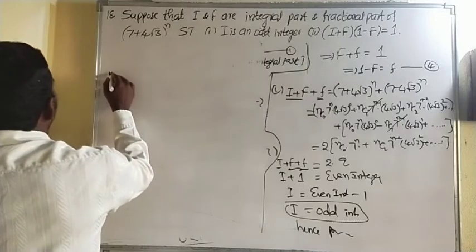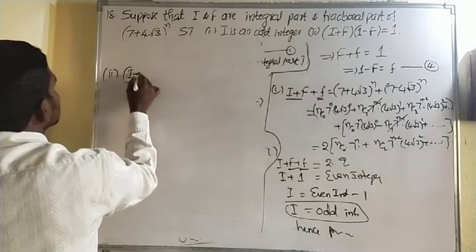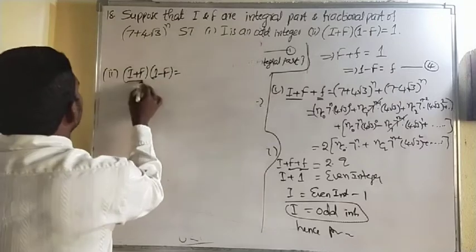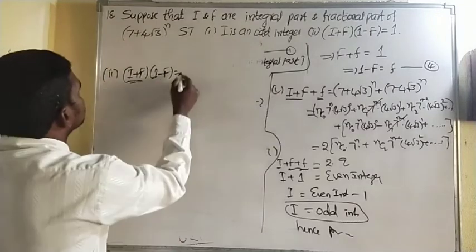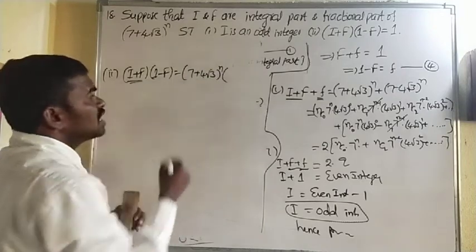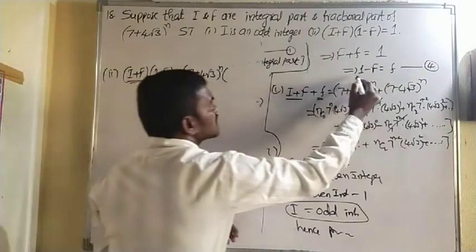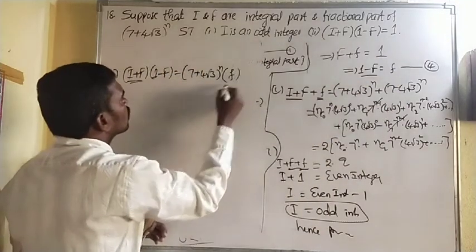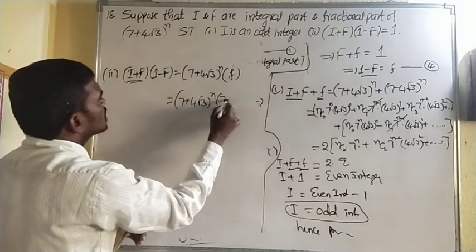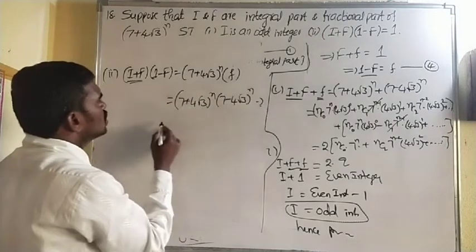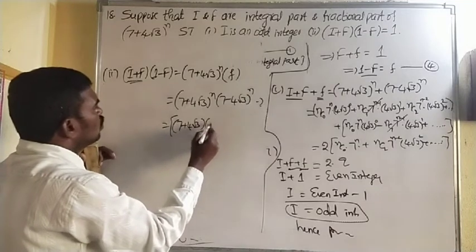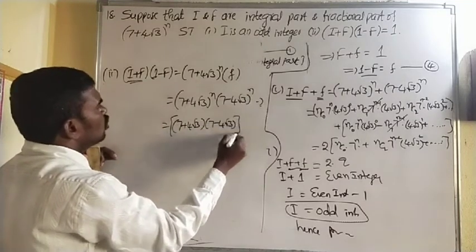For the second one, I am taking the LHS directly: I plus f into 1 minus f. What is I plus f? We already know it is 7 plus 4 root 3 whole power n, into what is 1 minus f? 1 minus f means nothing but small f, which is 7 minus 4 root 3 whole power n. The power is the same, so we can multiply 7 plus 4 root 3 into 7 minus 4 root 3 and keep the whole power n as it is.